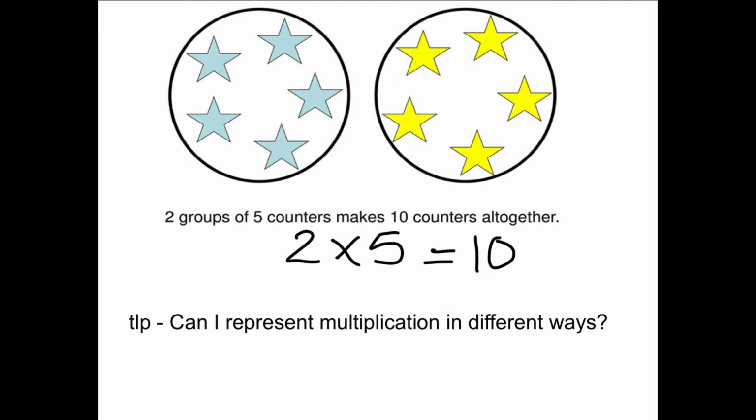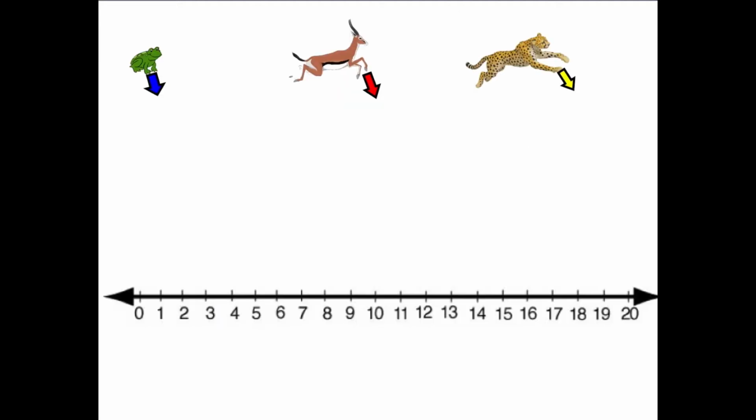Now one of the ways we're going to look at is using a number line. This is tricky because obviously you haven't got number lines at the moment. You might have a ruler at home. I think we might be trying to send some number lines home, but I'm going to show you how you can use a number line to represent multiplication.